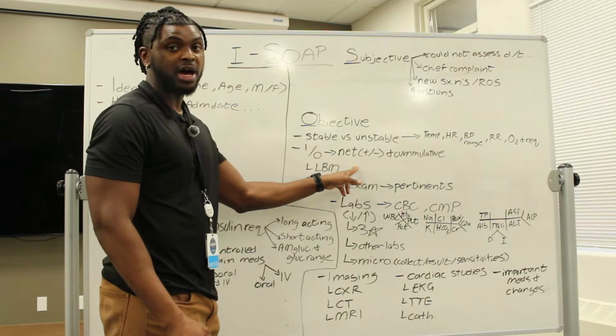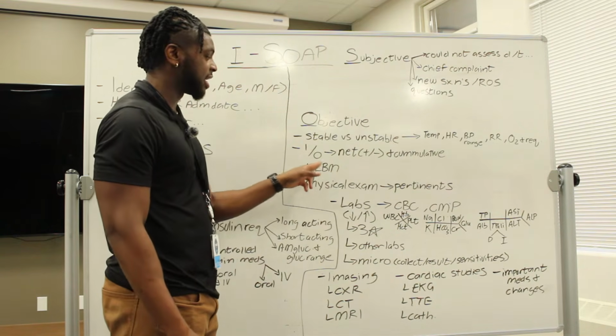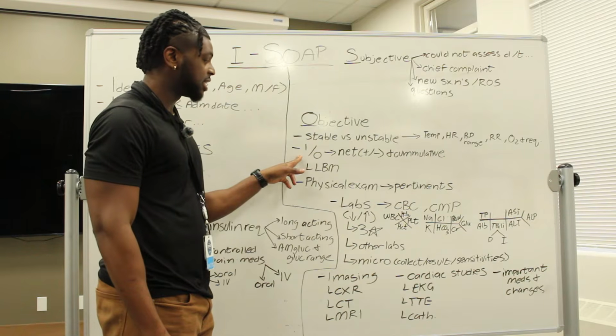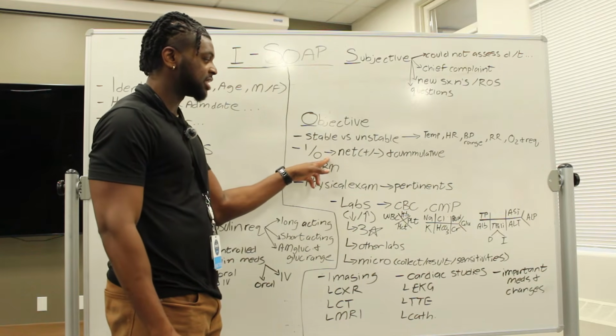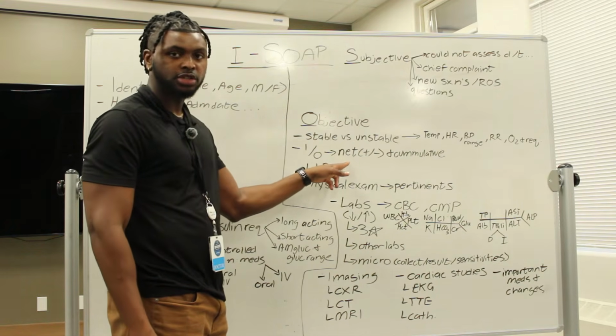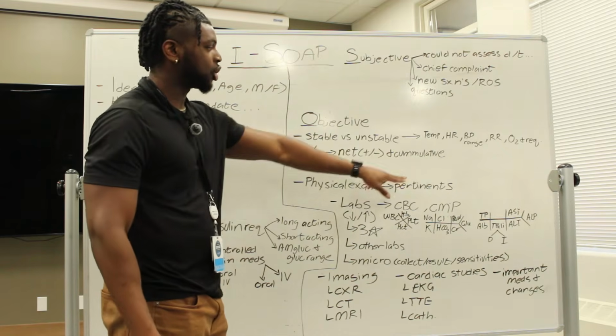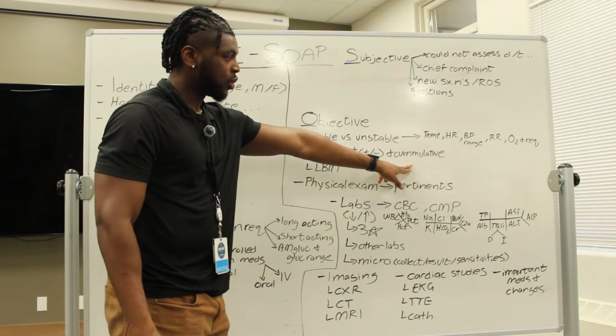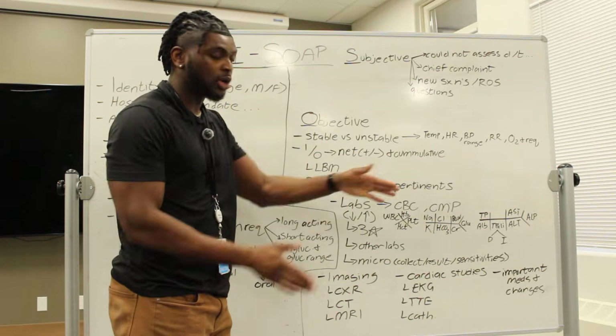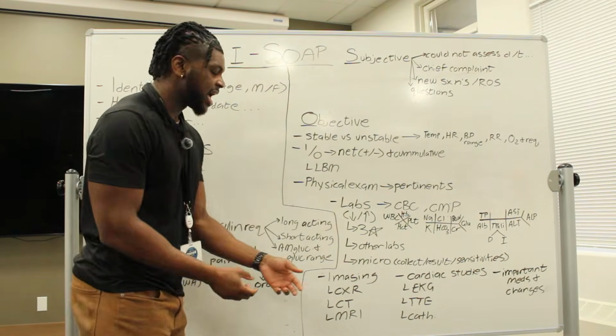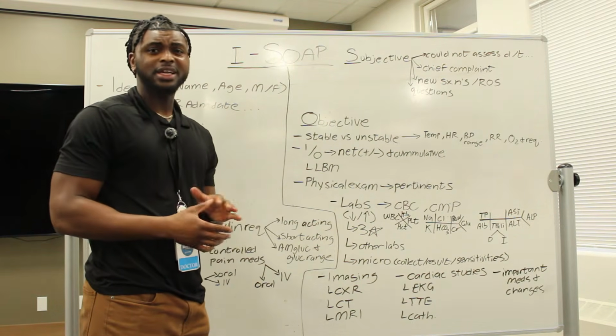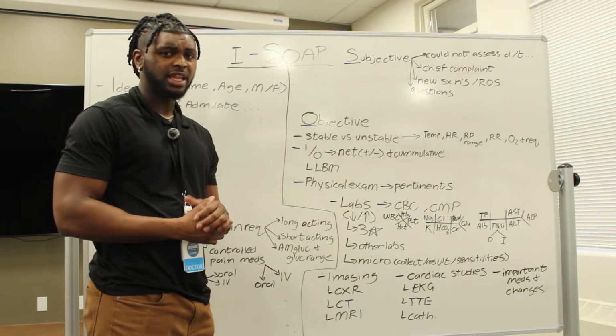The net, so if it's net positive or net negative, so if someone has like in 1000 cc's and out 700 cc's, I would say net positive 300 cc's. And then I also say what the cumulative I's and O's are, which is essentially what the whole hospital course I's and O's are.